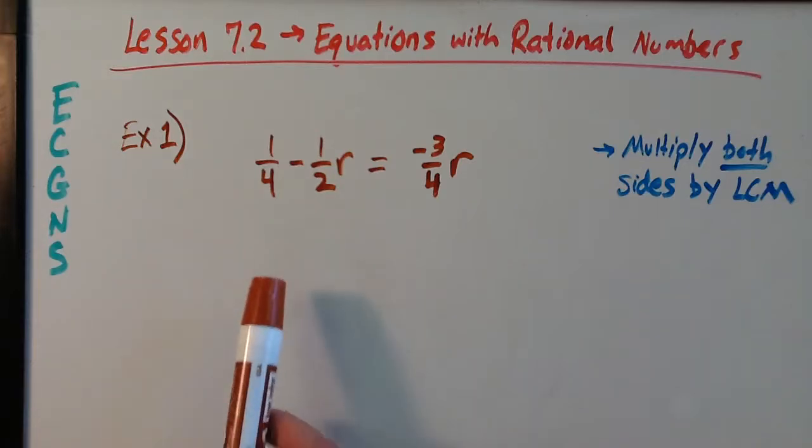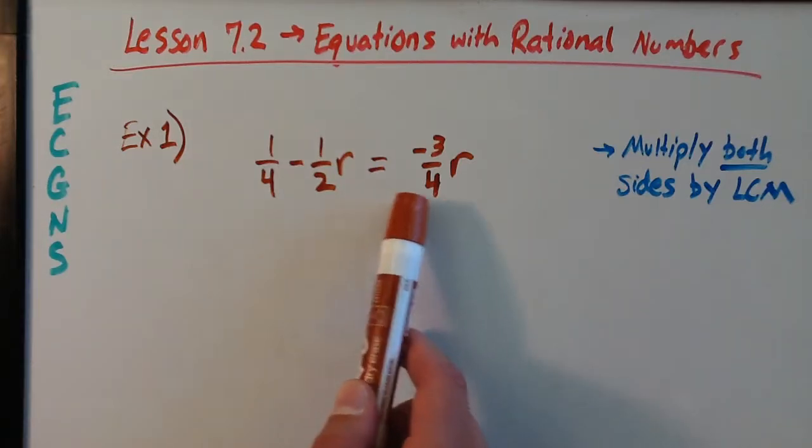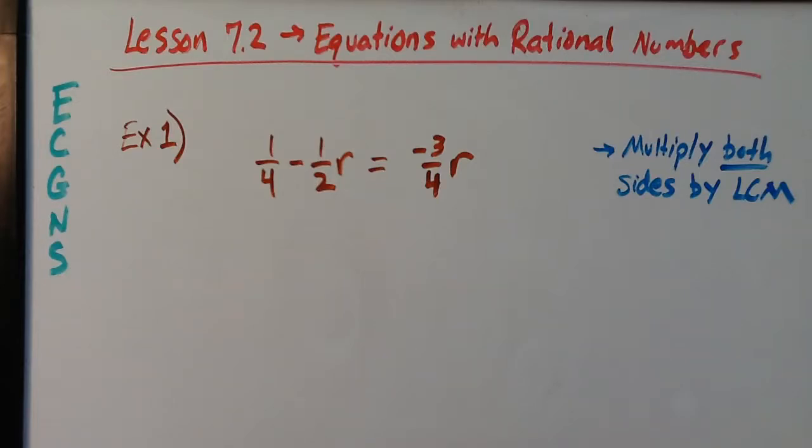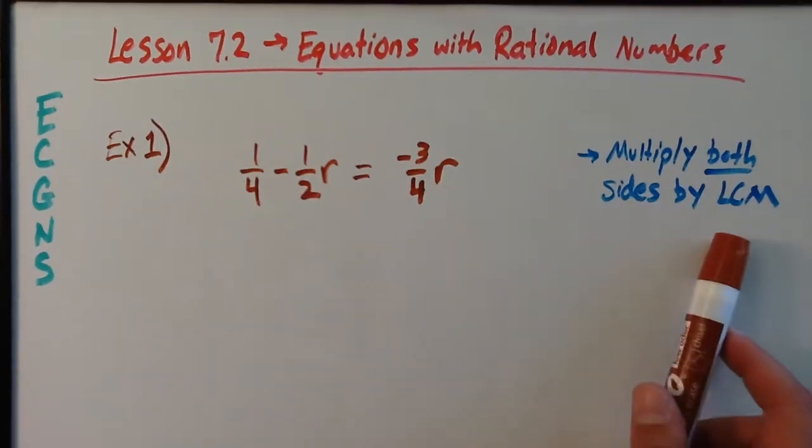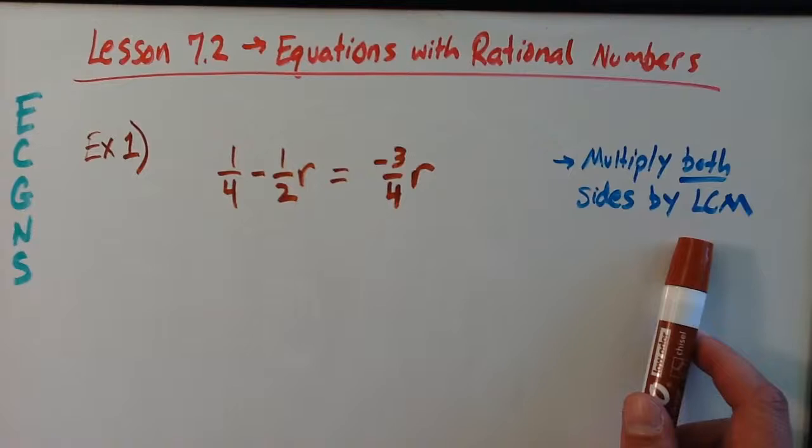Here in number 1, I have 1/4 minus 1/2 r equals negative 3/4 r. Now, I could solve this equation leaving the fractions in it, but operating with fractions can become very messy. So, how can we make these fractions into integers that are a little bit easier to deal with? Well, we can multiply both sides of the equation by a number so that the fractions will become integers. And that number that we should multiply both sides by should be the LCM, or the least common multiple.